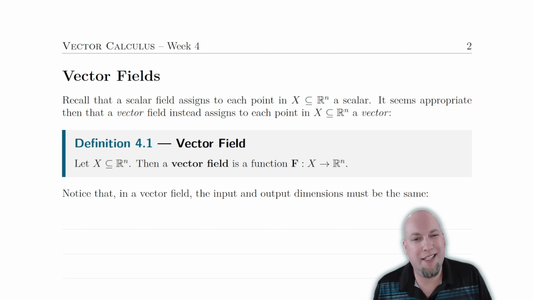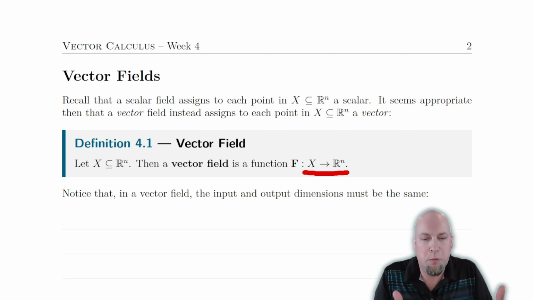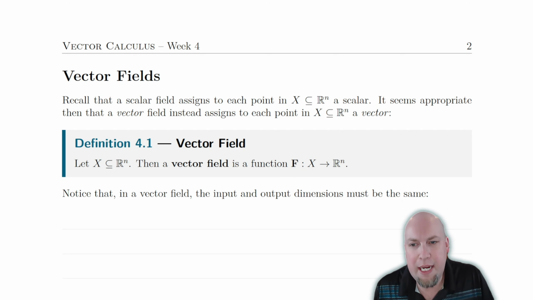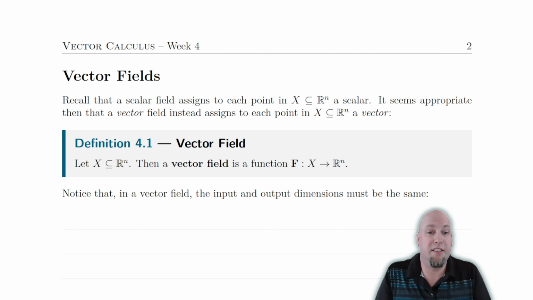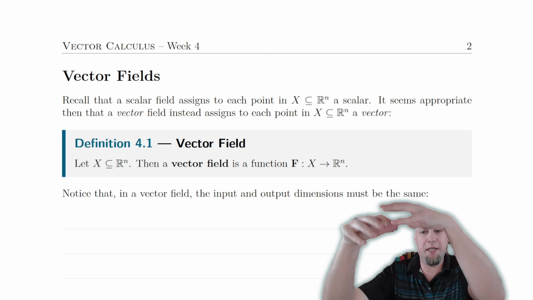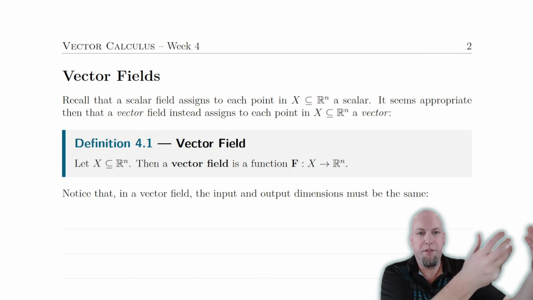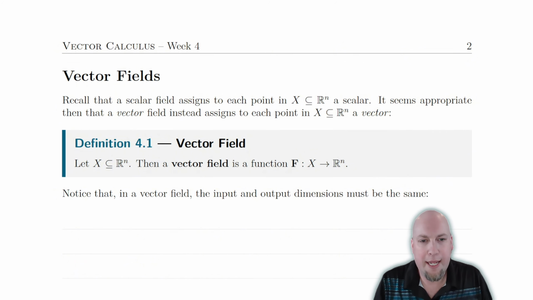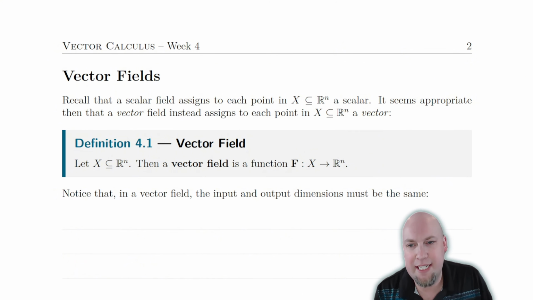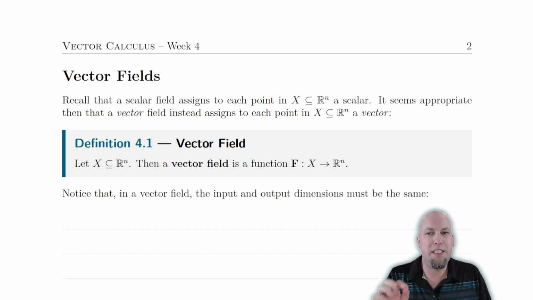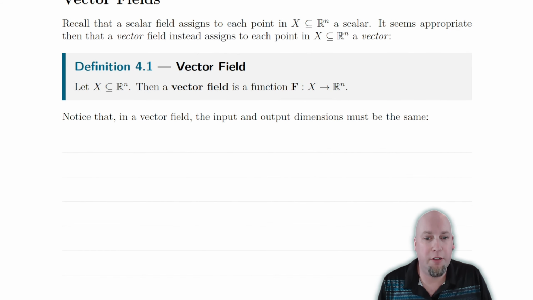It's going to be a function. This time, instead of from Rn to R, it's going to be from Rn to Rn, or more specifically from some domain in Rn to Rn. That's all a vector field is. It's a function from some subset of the n-dimensional vectors to the set of n-dimensional vectors. And it's important that the dimensions are the same, that this Rn is the same as this Rn here. That's what makes it a vector field, rather than just a vector valued function.